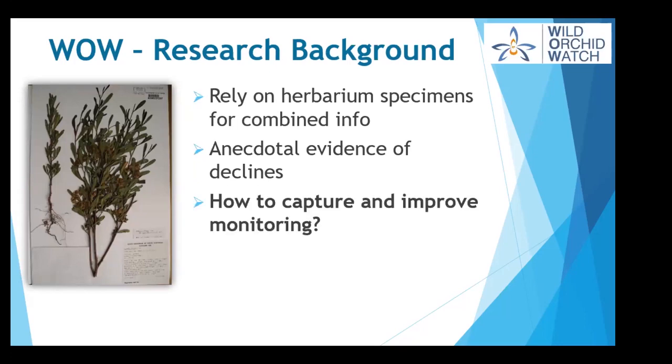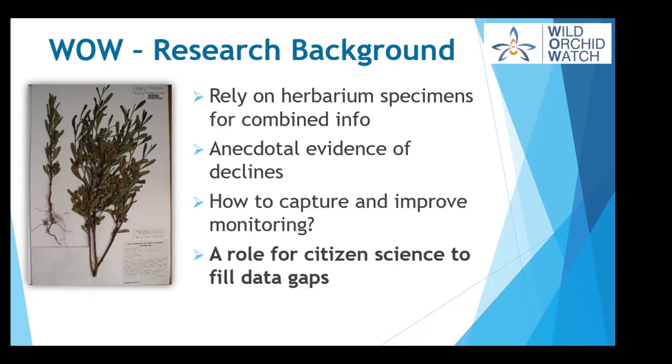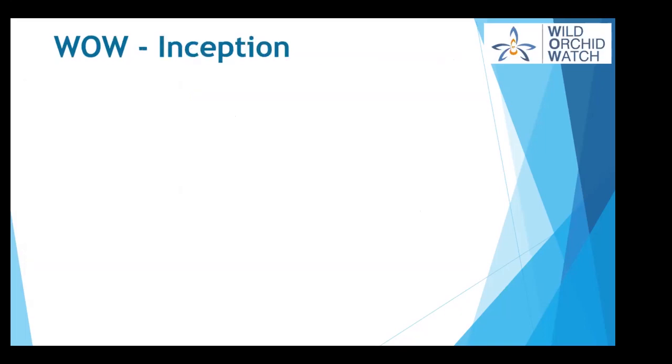So the question was how to capture and improve the monitoring of orchids. There are lots of individuals out there doing it, but Australia's a big country. There's a lot of space and a lot of places we don't get to systematically, but a lot of us do get to lots of different places individually. So the question became, was there a role for citizen science to fill that collection of data gathering? And that's really the concept where Wild Orchid Watch came from.